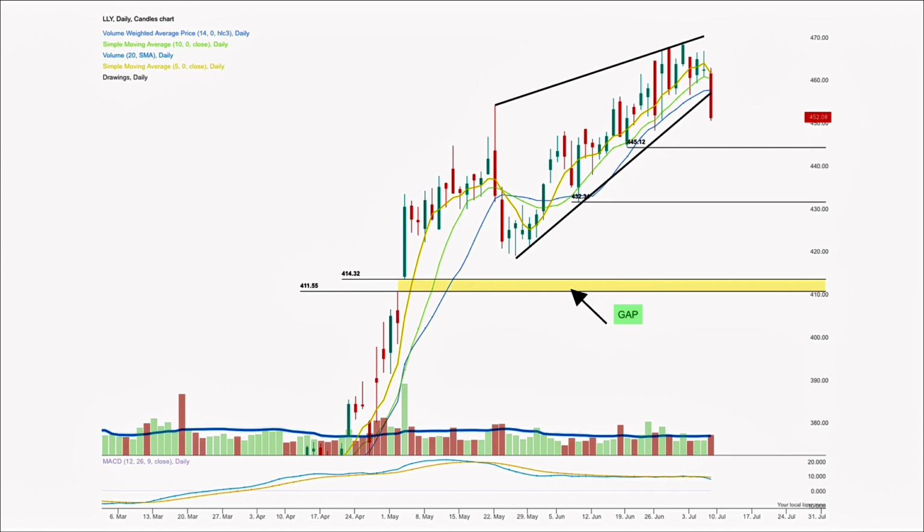And if a close below $423.87 occurs, then it would likely lead to the stock continuing to decrease until the gap is filled. A cross back over the MACD and move back up into the wedge could disprove this bearish setup.